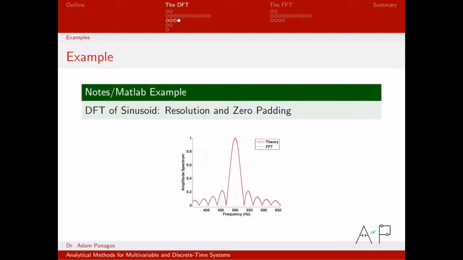We'll also play games with zero padding, adding on zeros to get more samples in the frequency domain. Obviously, adding zeros doesn't improve resolution, but it's also still something that's useful to do. So we'll work through a handful of examples here in Matlab in just a second.